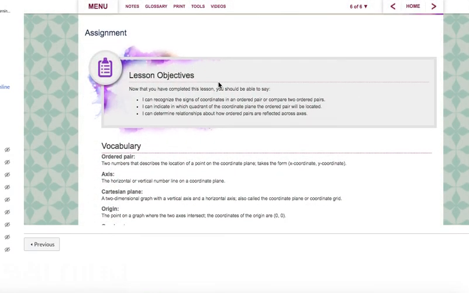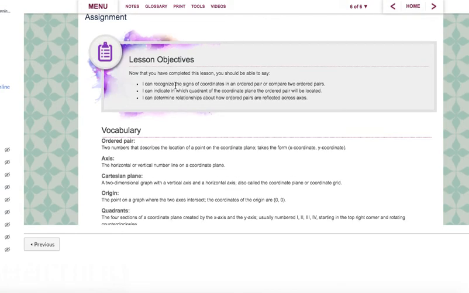Okay, and then our last part. We're reviewing the lesson objectives. The first thing you need to do, remember, is recognize the signs of coordinates in an ordered pair and compare 2 of them. So we're talking about positive or negative. You could indicate which quadrant each of those coordinates are in. So remember, there's 4 quadrants, 1, 2, 3, and 4. And you can determine the relationships about how the ordered pairs are reflected across the quadrants.